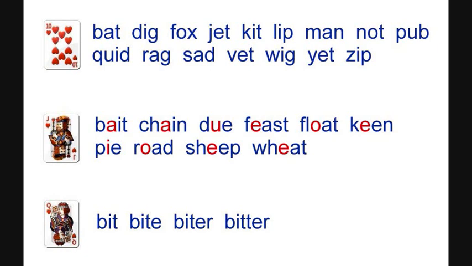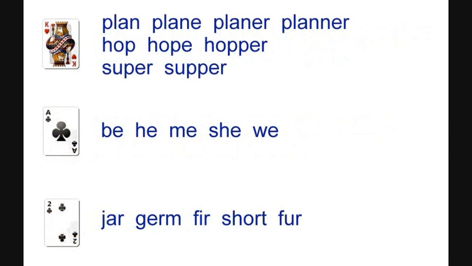The single consonant plus vowel and the double consonant rules work for many words. Look at the King of Hearts. The words are plan, plain, plainer, planner, hop, hope, hopper, super, supper.